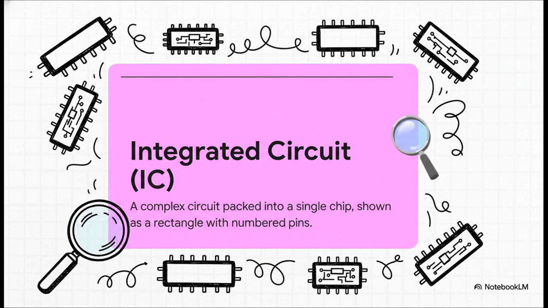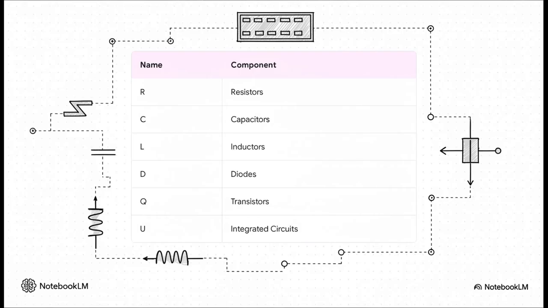Because they do so many different things, their symbol is usually just a plain rectangle with a bunch of numbered pins sticking out. So to keep all this from becoming a huge mess, every single component on a schematic gets its own unique name. It's usually a letter to show what it is, like R for resistor, or C for capacitor, followed by a number. So you have R1, R2, C1, and so on. Yes, some letters are a little weird, like Q for a transistor or U for an integrated circuit, but those are just standard conventions you'll get the hang of really fast.